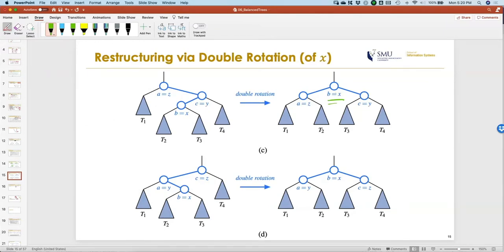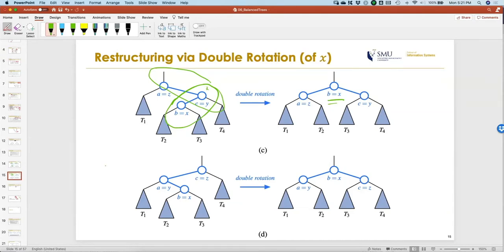Now, in this case, we need to do so through double rotation. So the first rotation is going to take x and y, they're going to swap. So x is now going to be the parent of y. And then in the second rotation, x will now be the parent of y, right? So then x is going to rotate with z. So that x is now going to be the parent of z. So through the two rotations, we are promoting x to be the root, right? So that over its own grandparent, z.